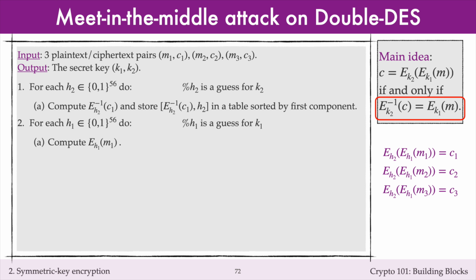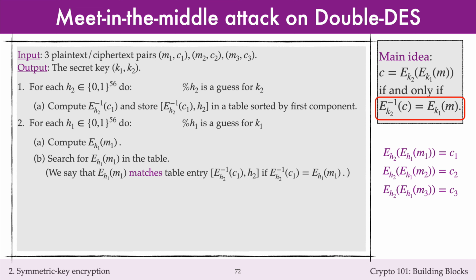We'll then compute the right-hand side of the main equation for all guesses H1 for K1 and using M1 for M. And so for each key H1 in the single DES key space, we encrypt M1 using single DES and the key H1. We then search for the resulting block in the table. We'll say that the computed block matches a table entry if the computed block equals the first component in the table entry. For each such match, we have a key H1, H2, which encrypts M1 to C1.